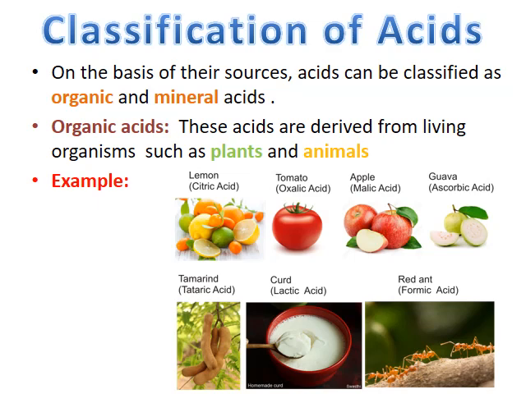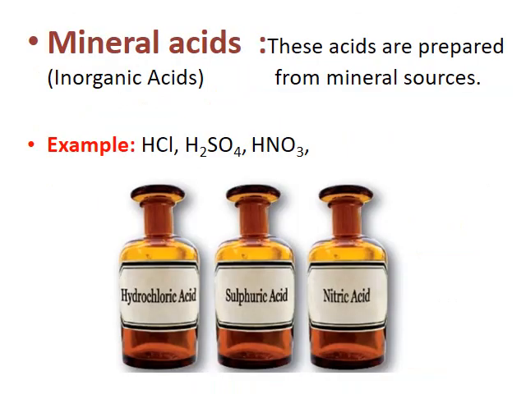For example, citric acid from lemon, oxalic acid from tomato, malic acid from apple, ascorbic acid from guava, tartaric acid from tamarind, lactic acid from curd, formic acid from red ant. Mineral acids. The acids which are prepared from mineral sources, for example, hydrochloric acid, sulfuric acid, nitric acid.